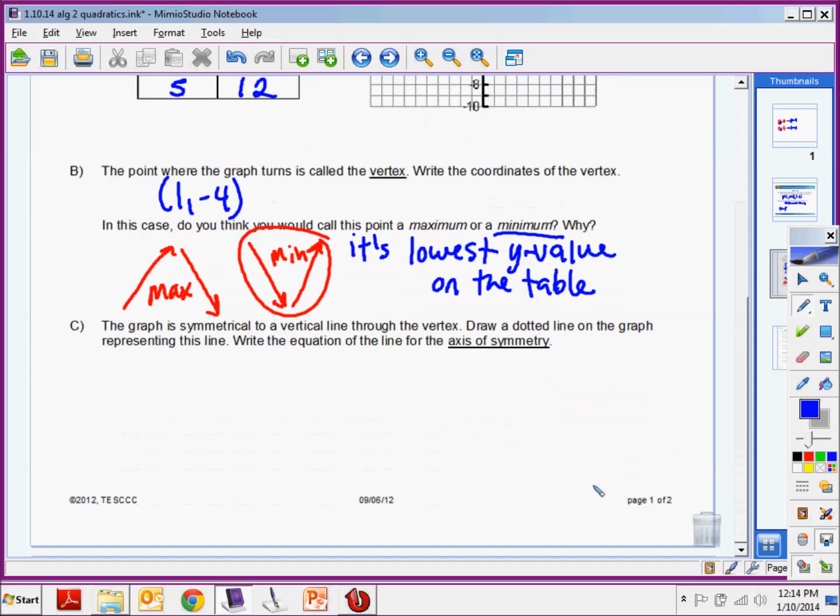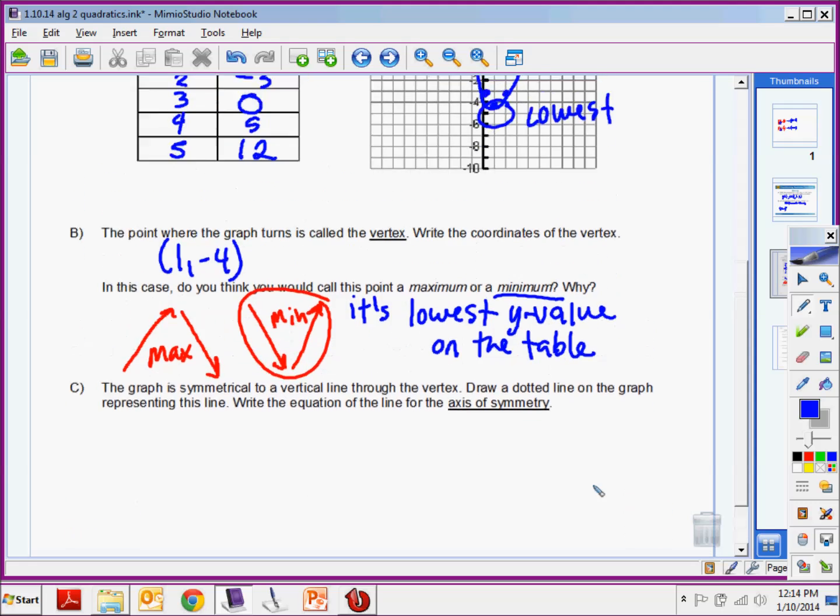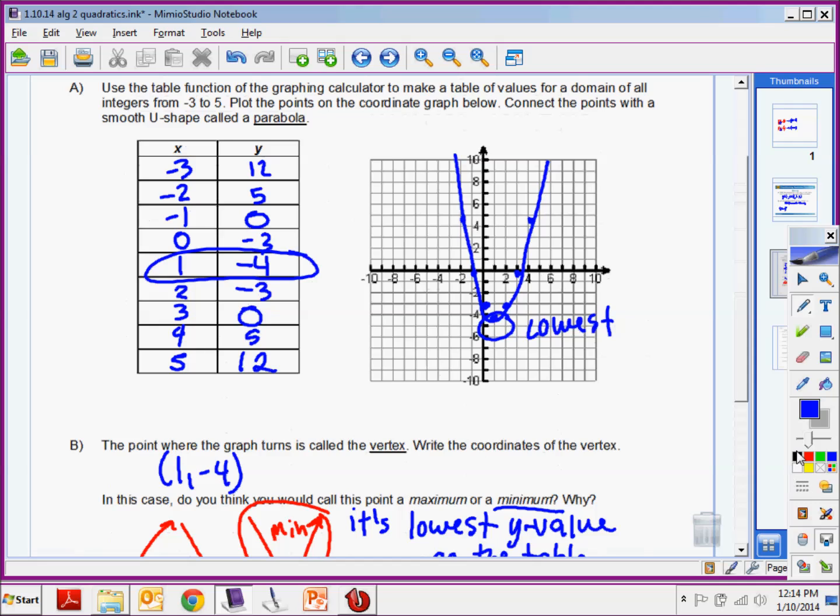All right, now we're on to the graph is symmetrical to the vertical line through the vertex. So we're going to draw a dotted line through our vertex. So we go straight down to the 1. Yes, so our dotted line is going to go down.